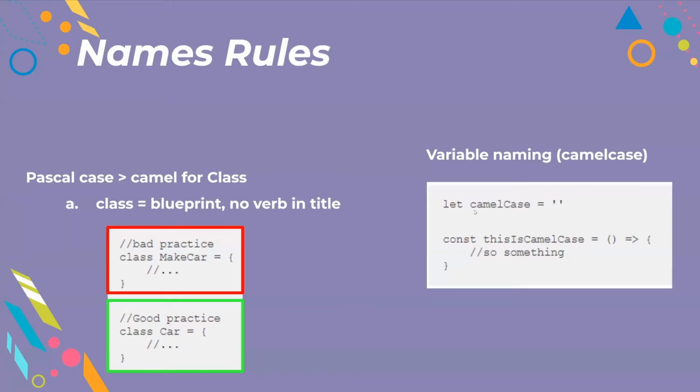So as you can see, camel case is very similar to Pascal, except the first letter is a lowercase letter. And that also, again, makes it clear to see what is a regular variable as opposed to an object.